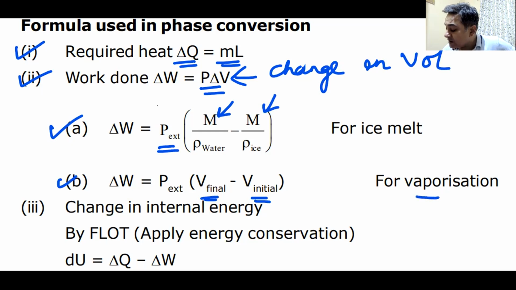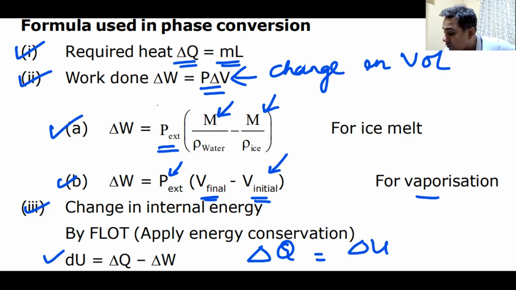Similarly, for vaporization, it will be pressure multiplied by volume of vapor, final volume minus volume of liquid, initial volume. Change in internal energy, they might ask. This is the most difficult question that they can make. This comes from the first law of thermodynamics. First law of thermodynamics is delta Q is equal to delta U plus delta W. We will be doing this in detail right now. Just remember this.